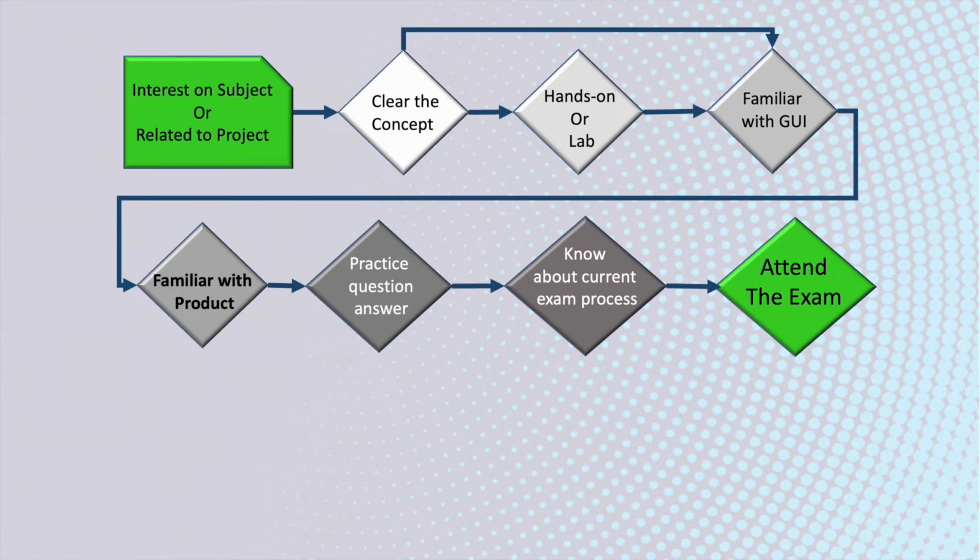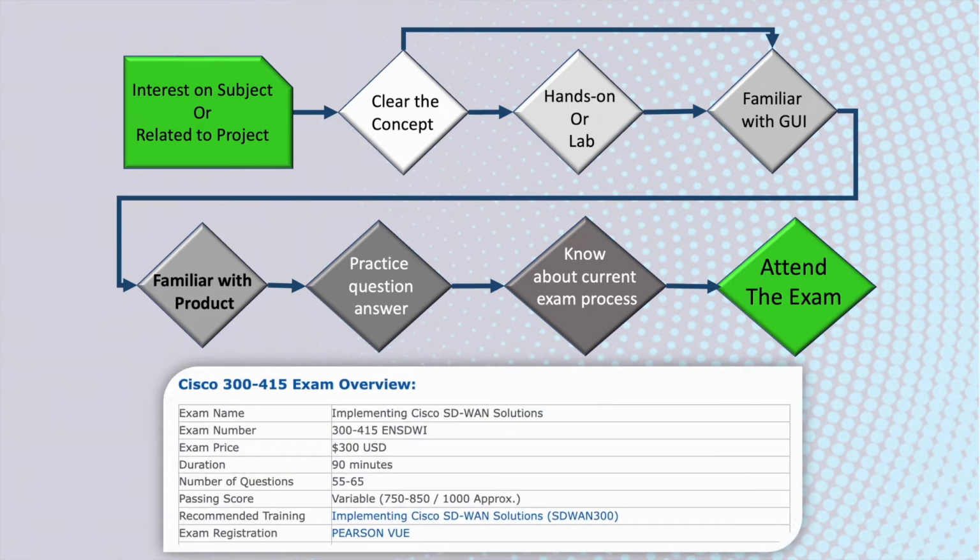And yes, now the question is how many questions come, and what the exam overview is. Here I have prepared one table through which you can understand. The exam, as you all know, is the implementation examination, Cisco SD-WAN solutions. The exam code and the name are as shown, and the exam price is 300 USD. Duration is 90 minutes as of now, and 55 to 65 questions could come in your exam.